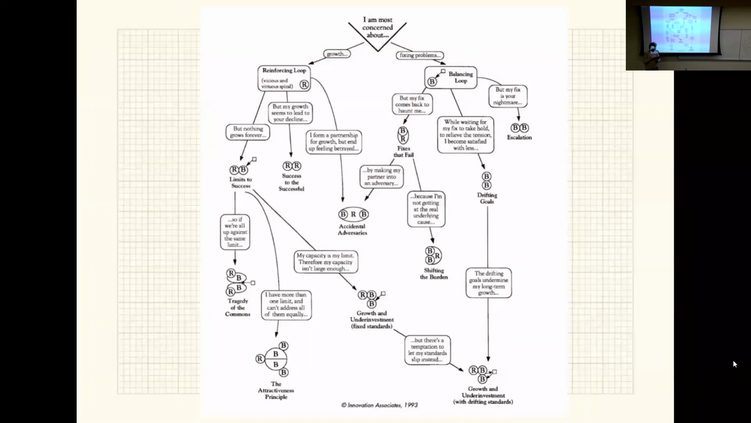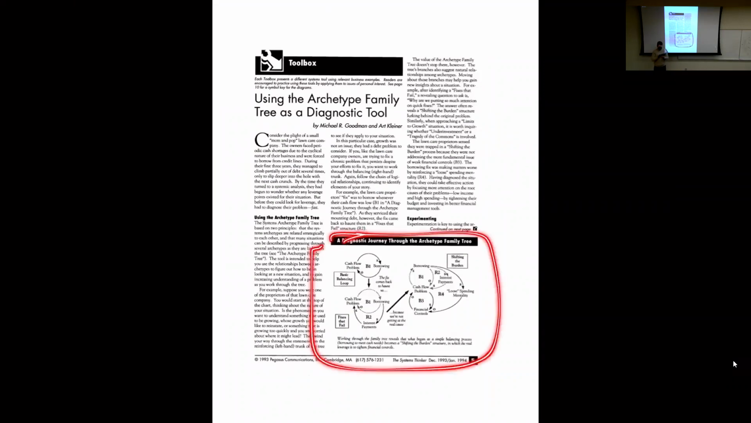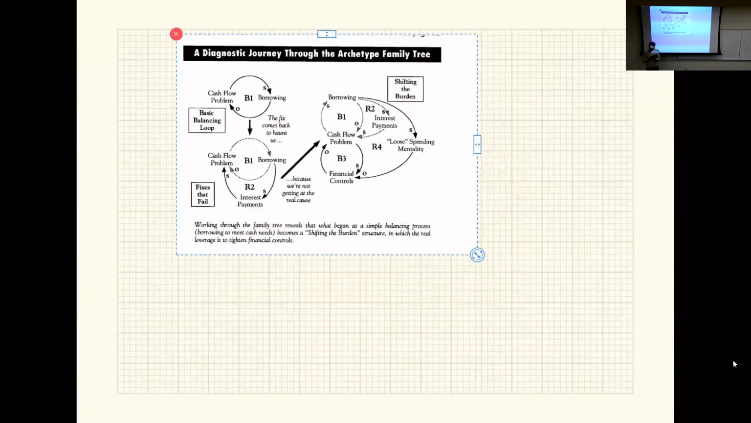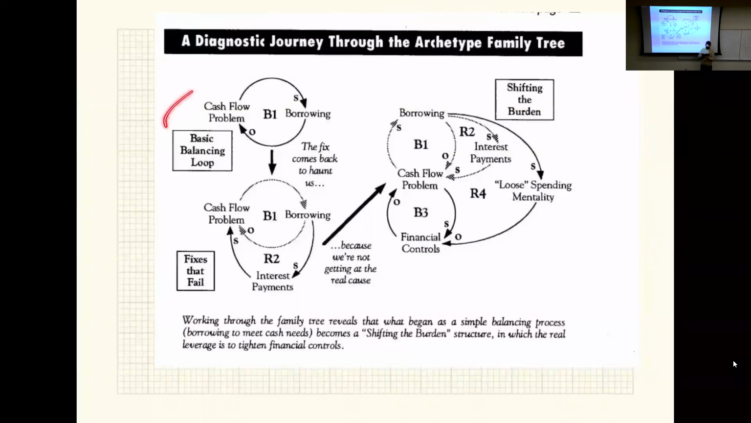If I go back to this, at the bottom of this article, they have this journey through the Archetype Family Tree that is related to spending controls. And this is a great example of, we can say that I have a problem that I'm trying to solve, and that is I have a cash flow problem, and I want to reduce it. So I come up with a fix, borrowing.